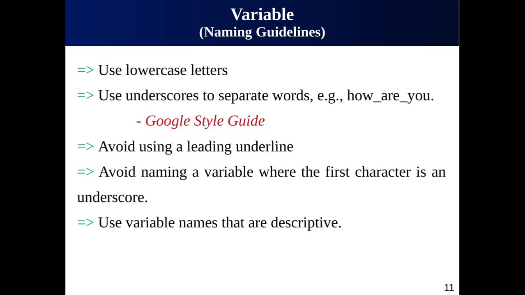an underscore after of and then an underscore after a, in order to make it resemble the Google style guide. So this is the Google style guide, and it is recommended for giving names to variables. Similarly, it is recommended that you avoid variable names where the first character is an underscore. Remember, you can use an underscore as the first character while naming a variable, but it is not recommended. Recommended is that you use an English alphabet character as the first character of your variable name.